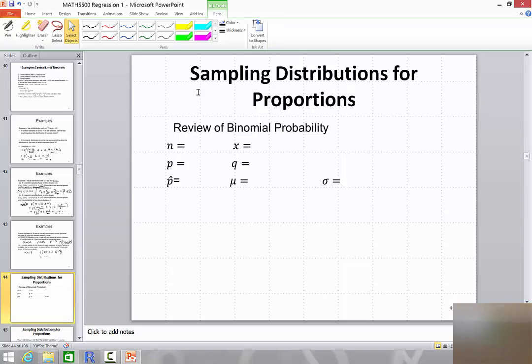So far we did the sampling distribution for means. Let me write that down here. So far we did the sampling distribution for means.